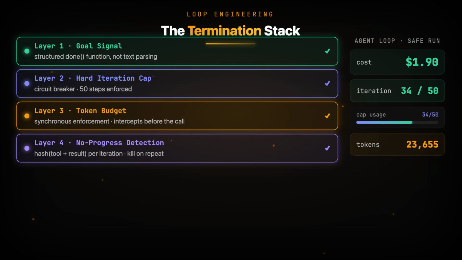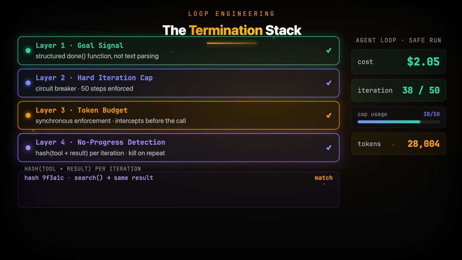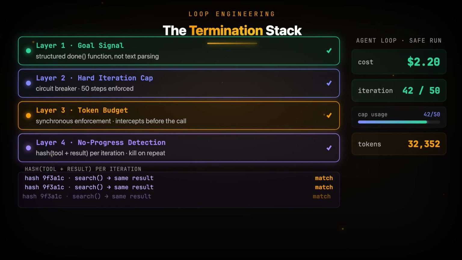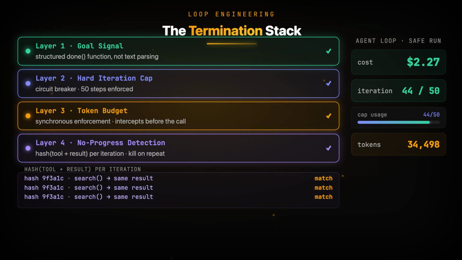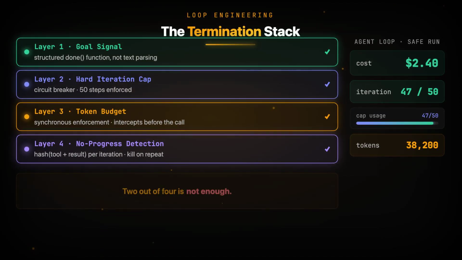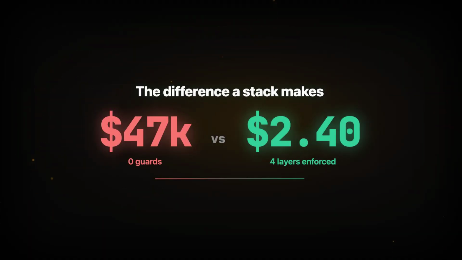Layer 4, no progress detection. The stall detector, same idea as before. Hash the tool name and results preview each iteration. 3 matches in a row means the agent's stuck calling the same tool for the same result. Kill it before it burns the rest of the iteration cap doing nothing. 2 out of 4 is not enough. The $47,000 incident had 0 out of 4.